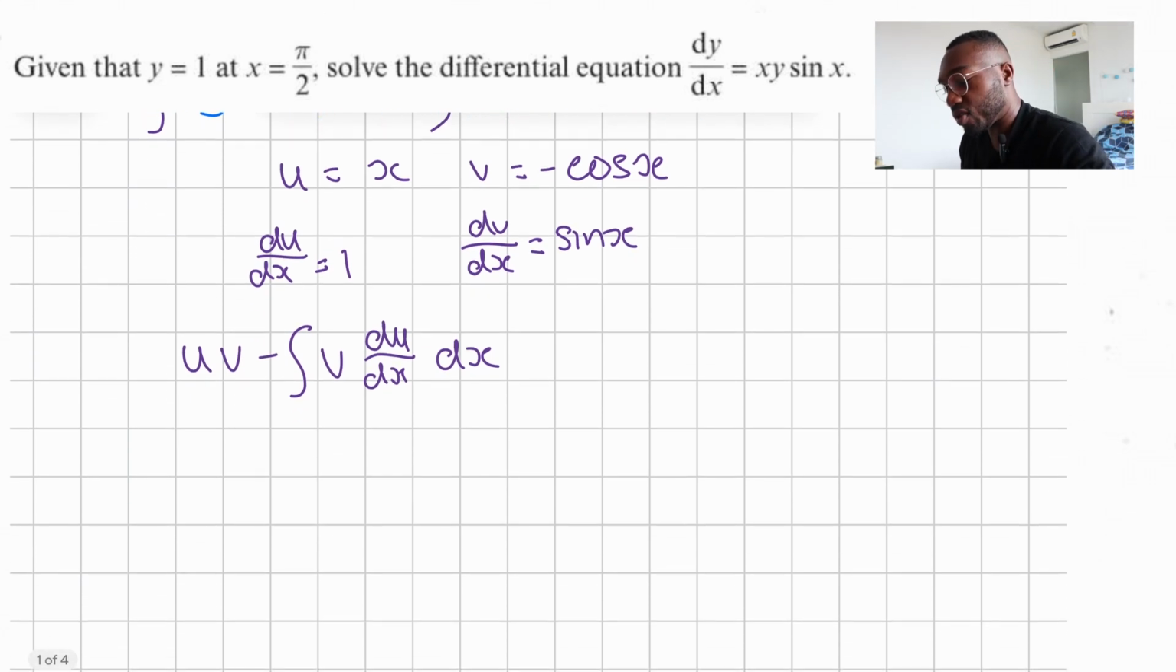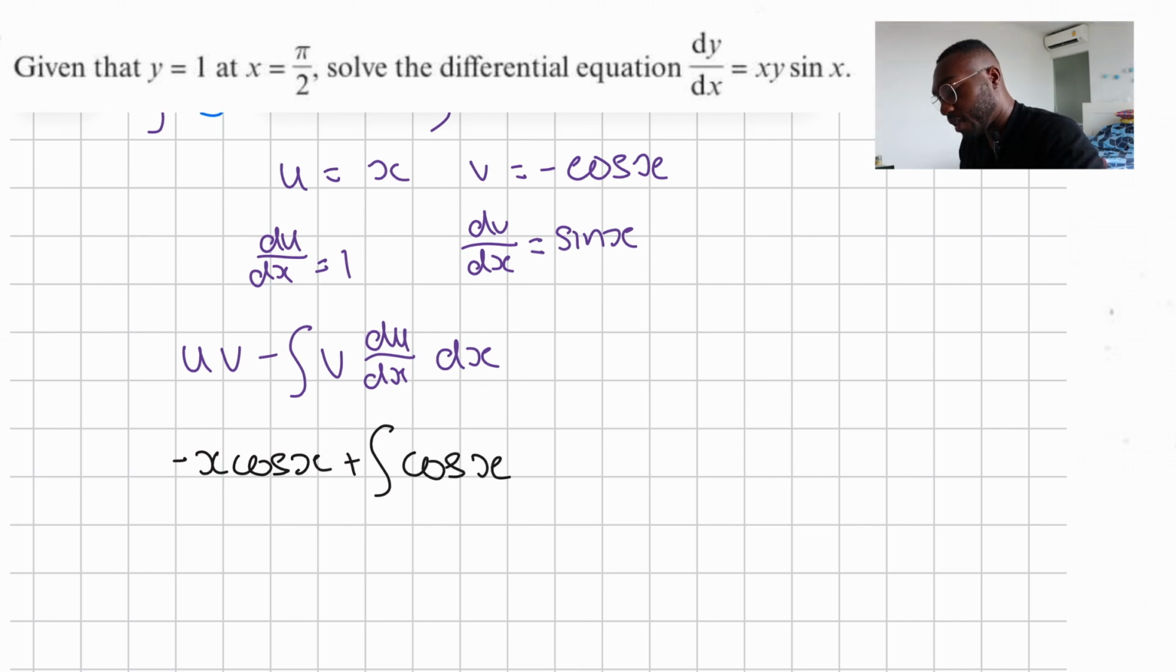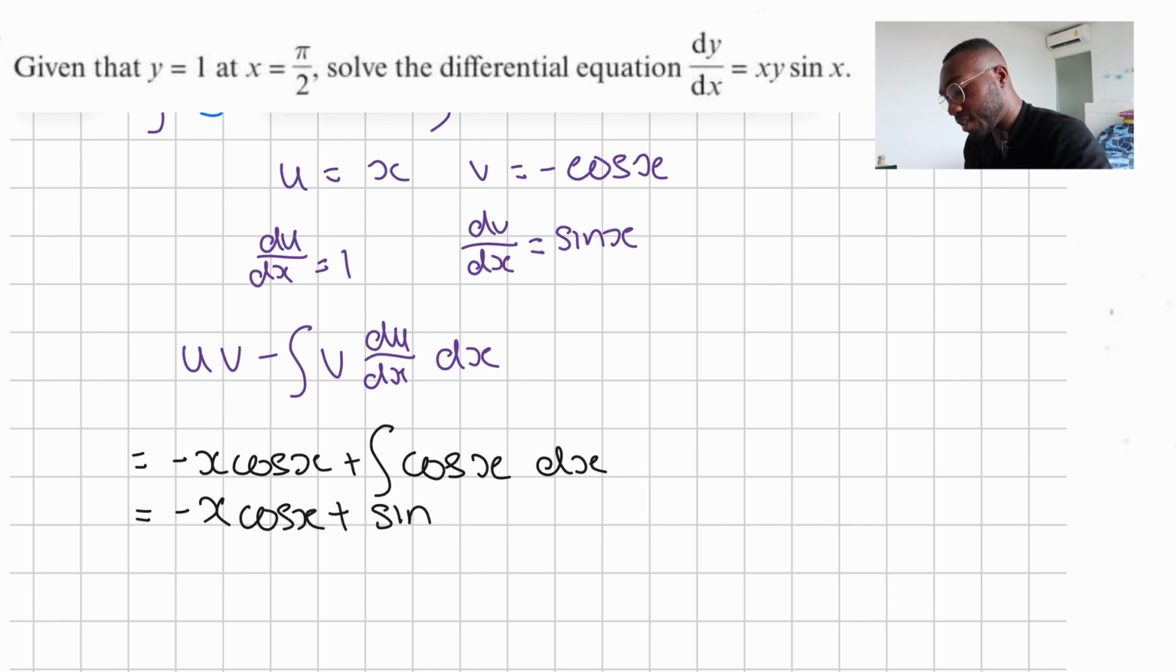So if we do that now on the information we've got, we would get u times v is minus x cos x, minus the integral of v times du over dx. In our case, that's just minus cos x. Now, a minus times a minus cos x will just give us a positive, so we can put a positive cos x, and then we need to integrate that with respect to x. If we work that out, that would give us minus x cos x plus sine x, and that would be it. So integrating x sine x gives us minus x cos x plus sine x.